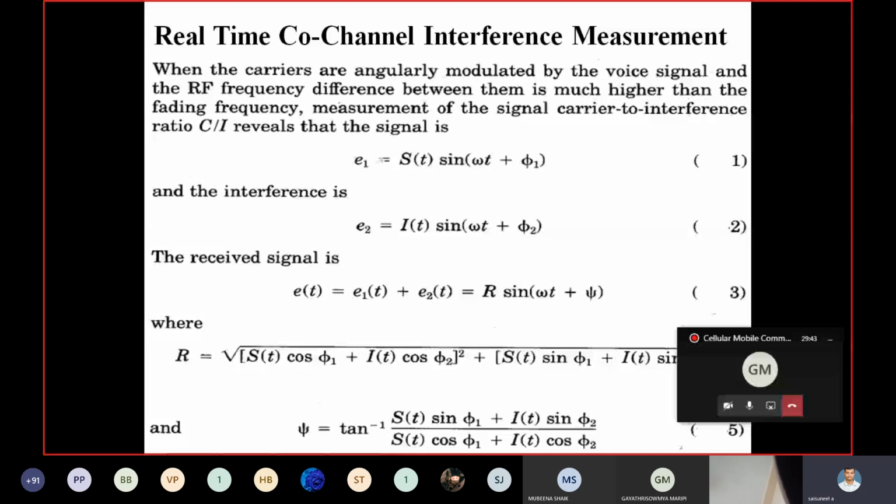Based upon the sin A plus sin B formulas, R is the root of S of t cos phi 1 plus I of t cos phi 2, whole square, plus S of t sin phi 1 plus I of t sin phi 2, whole square. This is R. What is psi? Psi is tan inverse of S of t sin phi 1 plus I of t sin phi 2 divided by S of t cos phi 1 plus I of t cos phi 2.